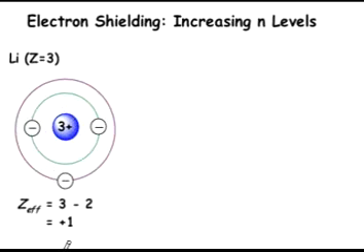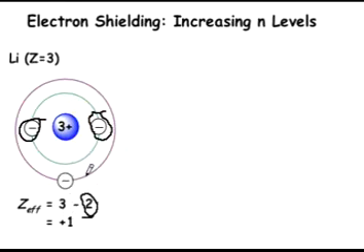We say then that lithium has a total of 3 electrons, but 2 electrons are considered core electrons, the electrons that are responsible for this shielding effect. If we subtract the total core electrons from the total number of electrons, we get an effective nuclear charge of +1, or an effective nuclear charge that's acting on the valence electron of +1.